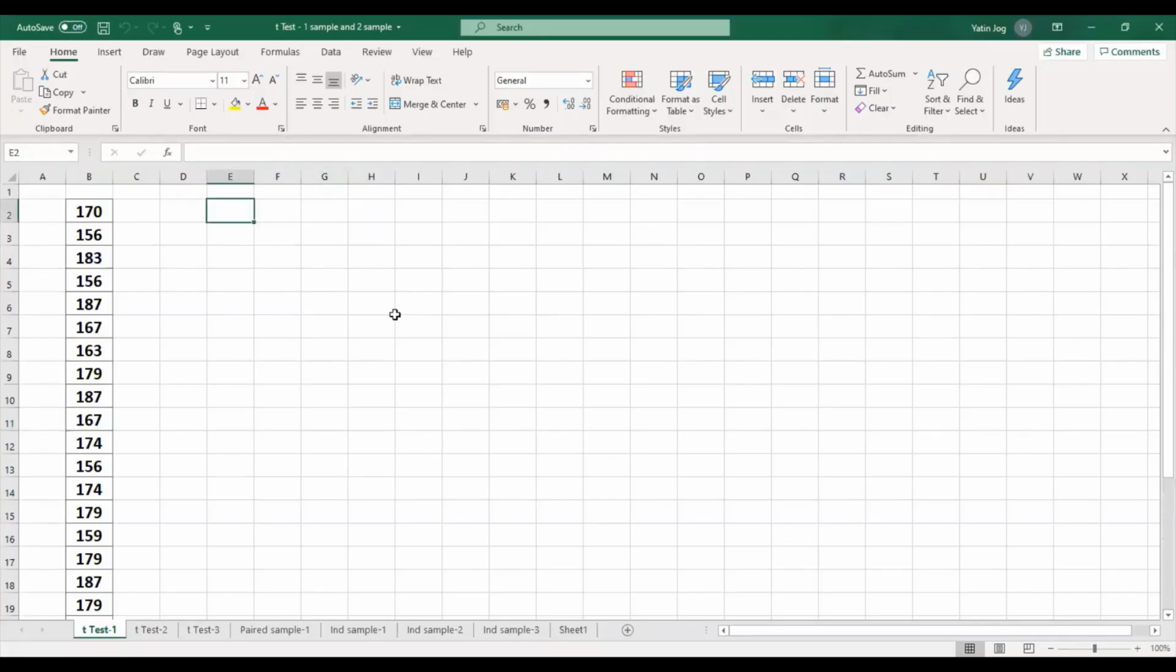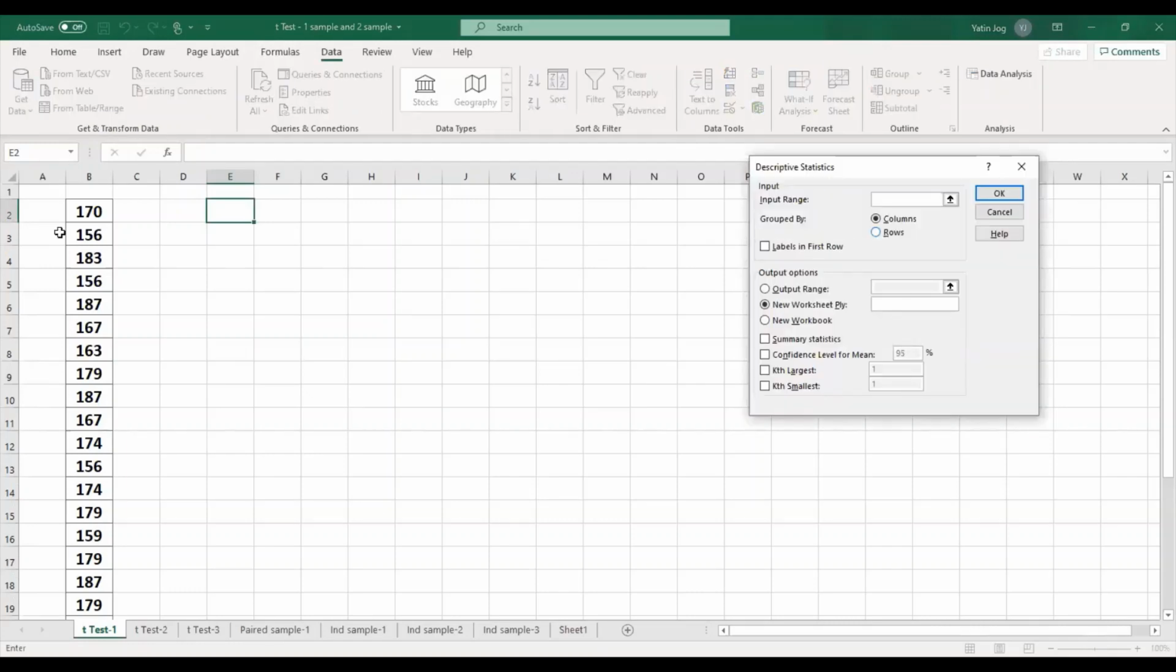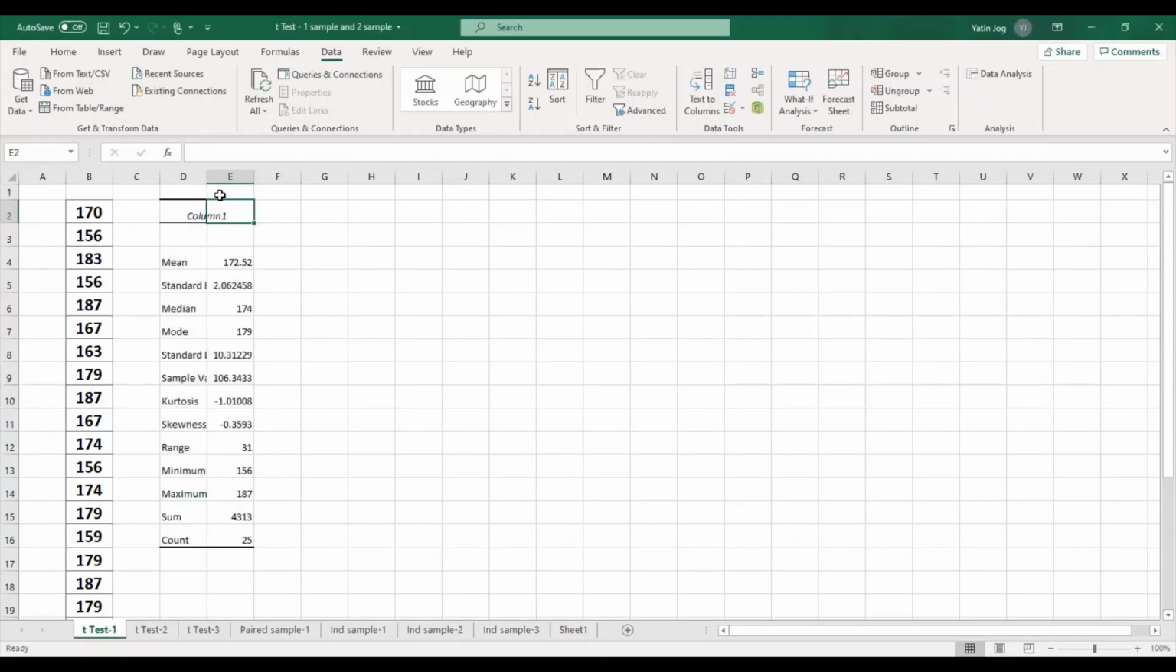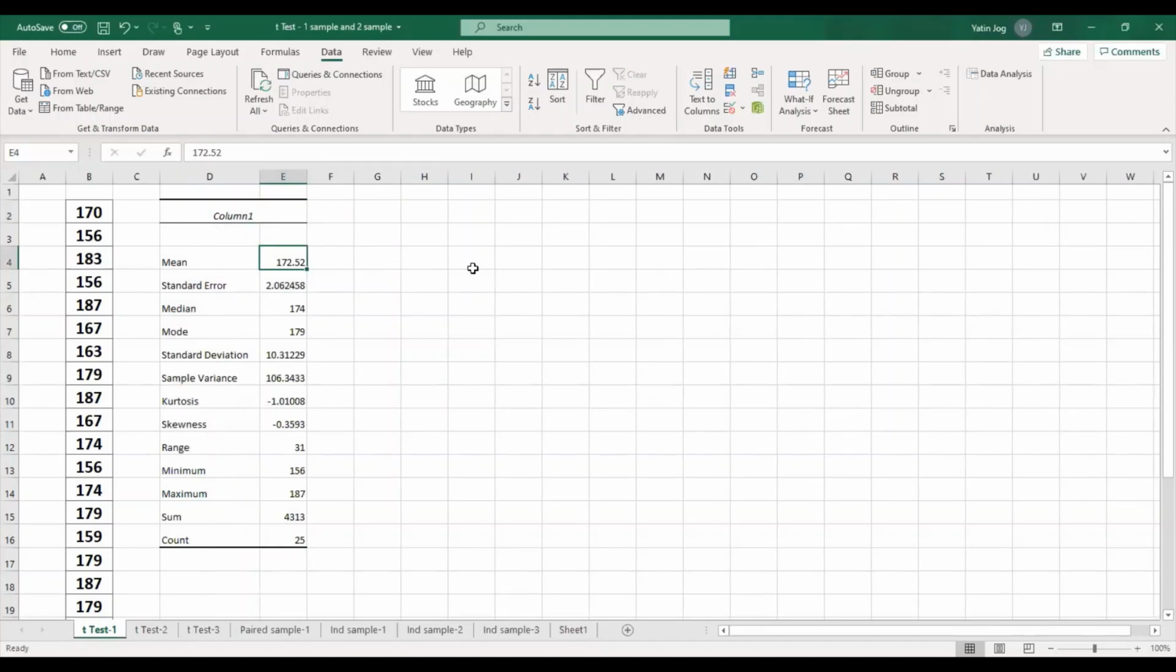First of all, you need to run the descriptive statistics to get all the values. So I'll go to data analysis, descriptive statistics, input range. This is my input range. I'll select all the values, and for output, suppose I want to display it at this location, and I want summary statistics. I'll click on OK. So it is giving me all the values I want. Mean is 172.52, which is part of my formula, and standard error is 2.06.